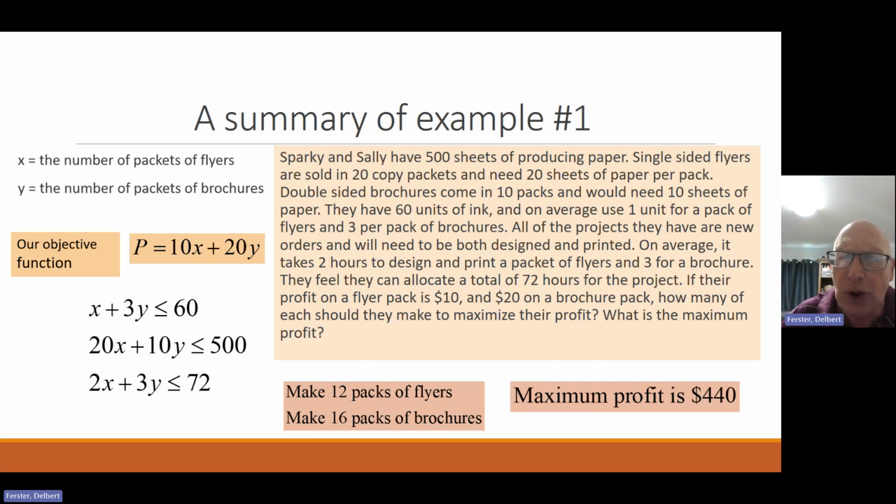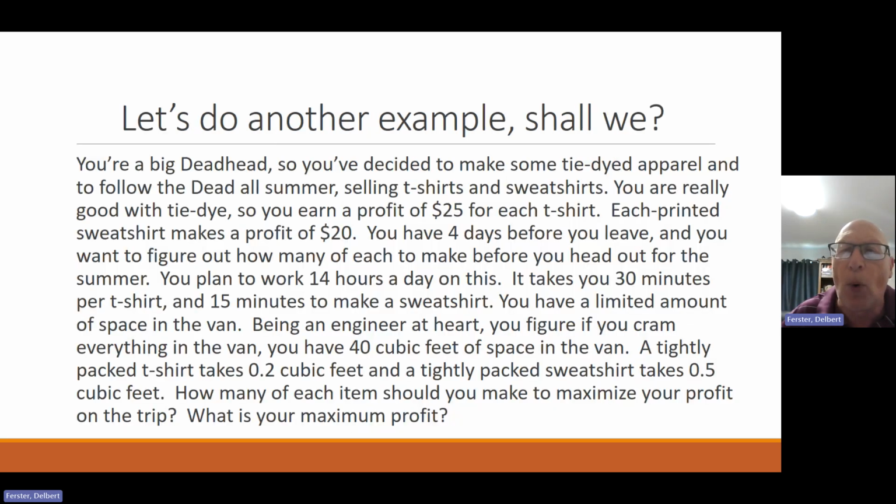Here is example 2 as we move through one more shot. This time you're going to go on the road and sell some Deadhead merchandise, because apparently you're a big Grateful Dead fan.